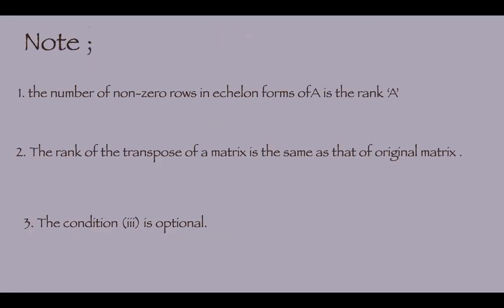Next, some notes on echelon form. The number of non-zero rows in the echelon form of A is the rank of A. The rank of the transpose of a matrix is the same as the original matrix. The condition 3 is optional. So these are some notes we can observe here.